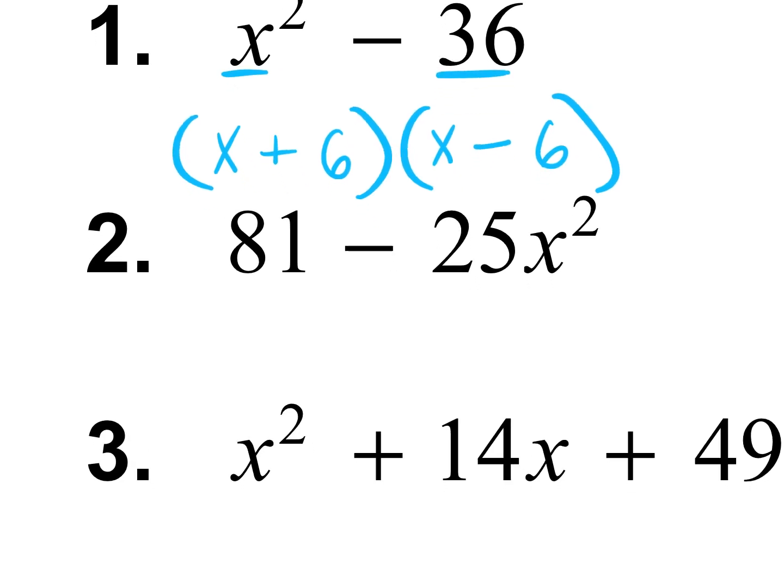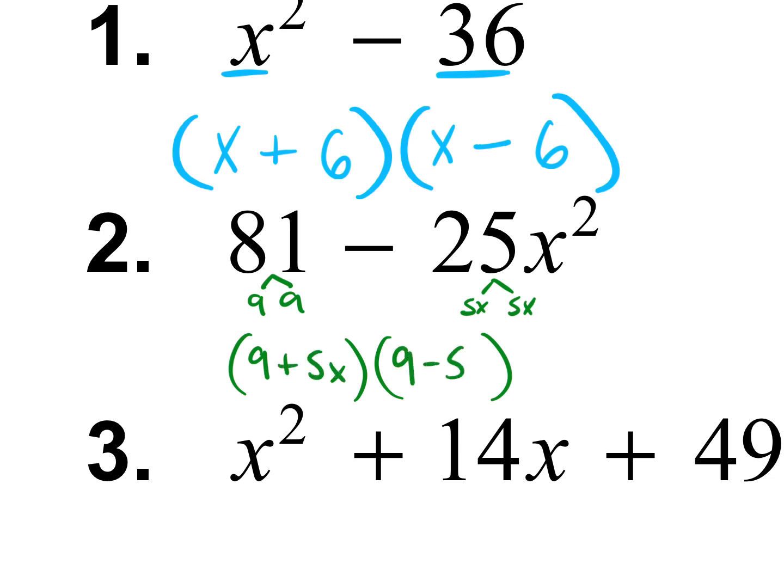Let's look at number 2. Let's think, what times what gives us 81? 9 and 9. And what times what gives us 25? 5. What times what gives us x squared? X. So 5x and 5x would be 25x squared. So what's going to go into our parentheses? 9 plus 5x and 9 minus 5x.